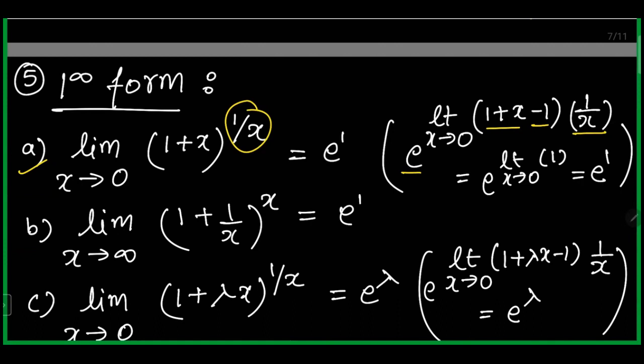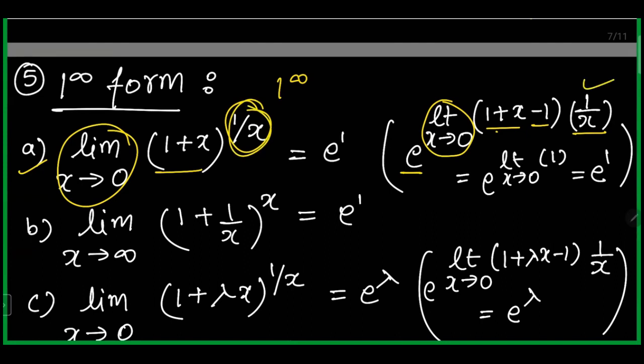Okay, I will repeat again. Whenever you have 1 raised to power infinity form, how do you solve those problems? E exponential raised to power your limit. So I wrote e raised to power limit x approaches to 0. Now, whatever is inside your bracket, write that as such and subtract 1. So subtract 1, and whatever is in your power, multiply with that. So we multiplied with 1 by x.